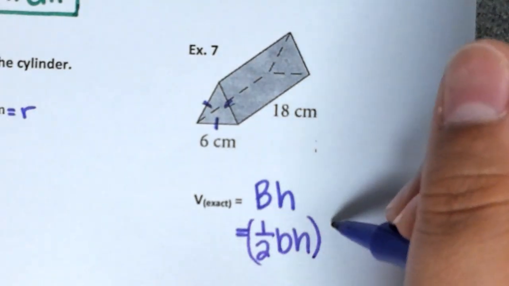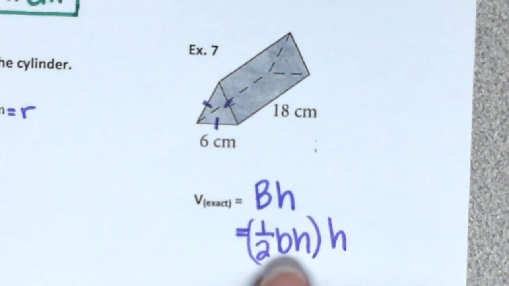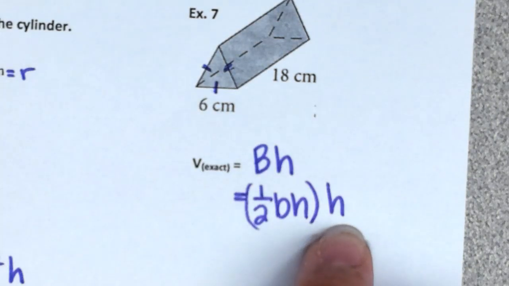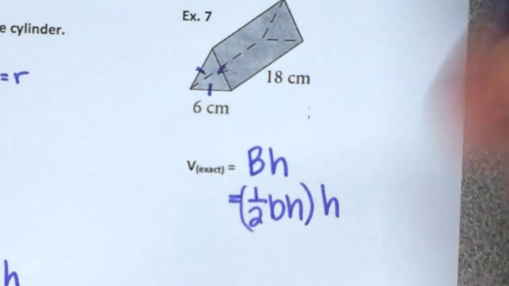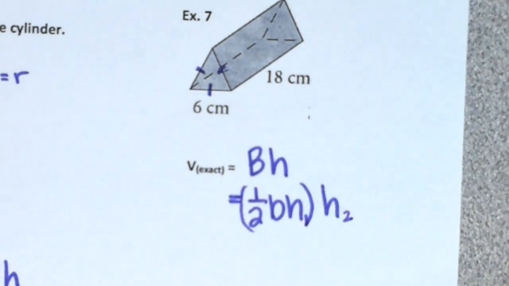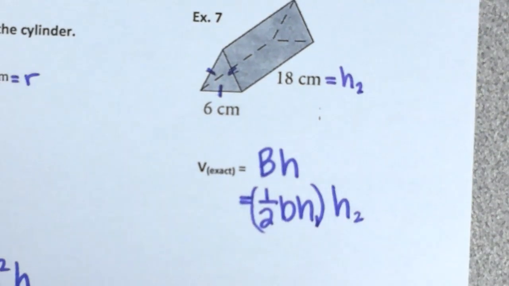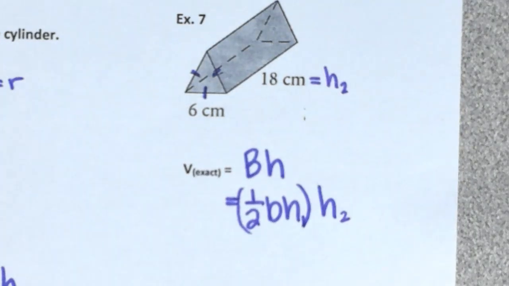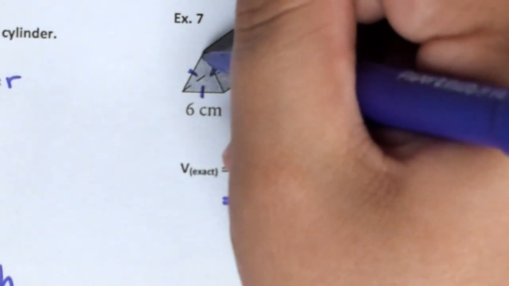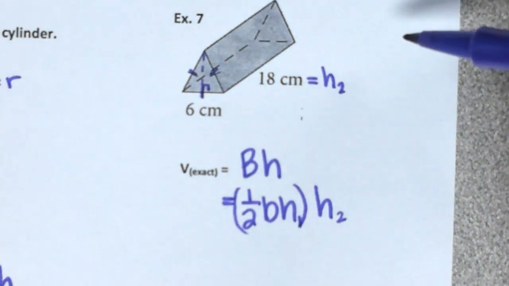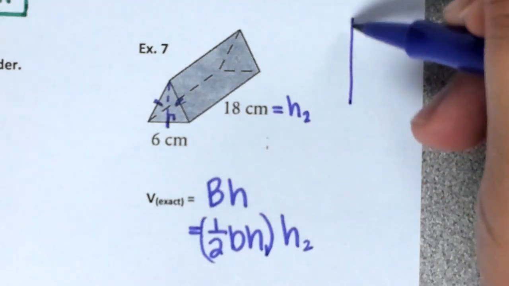And this is kind of weird because we have two H's, right? This H is the height of the triangle. This H is the height of the prism. So I'm going to kind of label them H1, H2. 18 is my H2. Do y'all agree? That's the height of the prism. How do I find the height of this triangle? It's a 30, 60, 90 triangle. How do we know that? I'm going to kind of do that right over here.